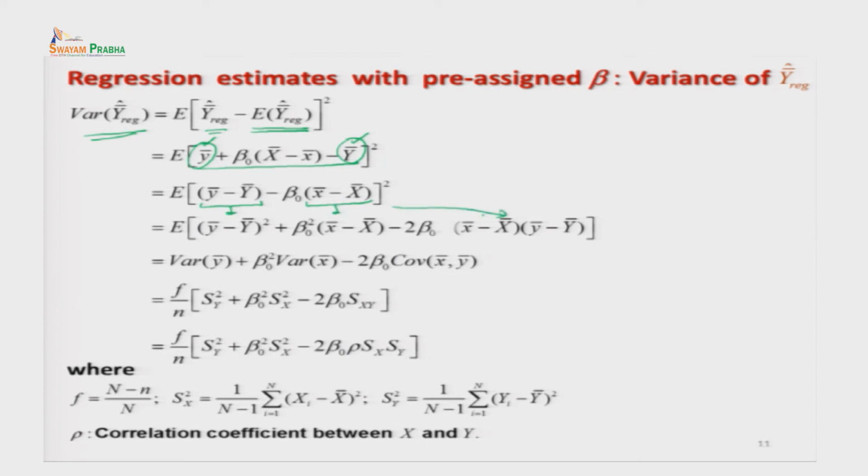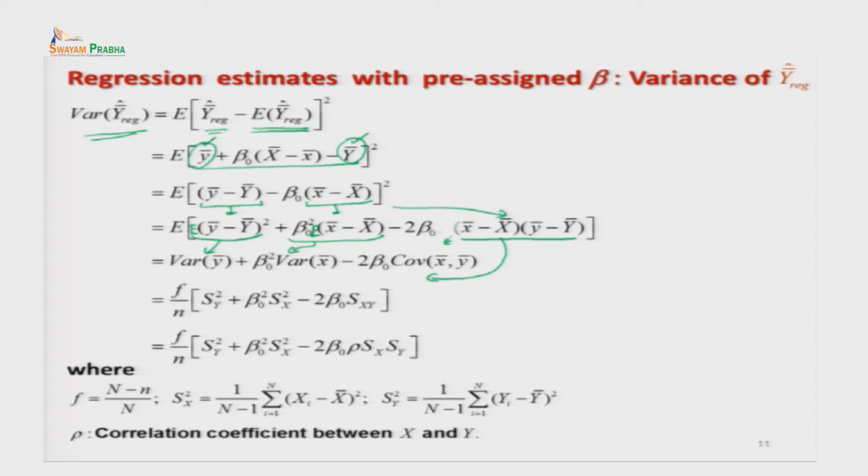So now if you try to identify what are these terms, the first term is that if you try to take this expectation sign inside, then this becomes here variance of Y bar. Then beta 0 square, and if you take expectation sign inside, this becomes beta 0 square variance of small x bar. And then this will become minus twice of beta 0 covariance between x bar and Y bar, right.